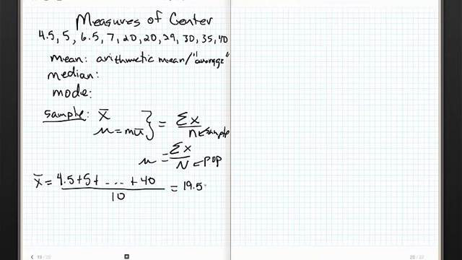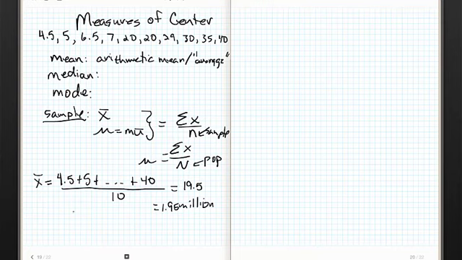Which represents, we know, $1.95 million. That's the average. Nothing to it. We've done it 1,000 times.